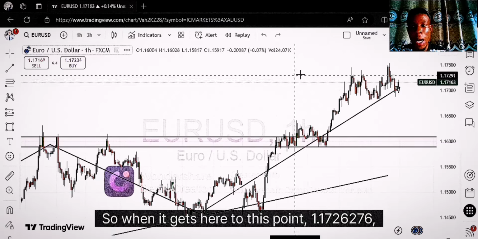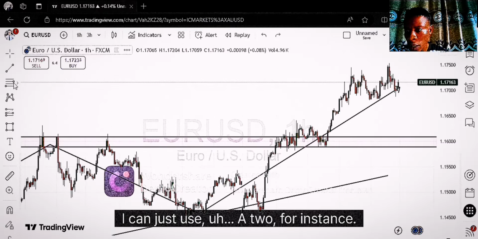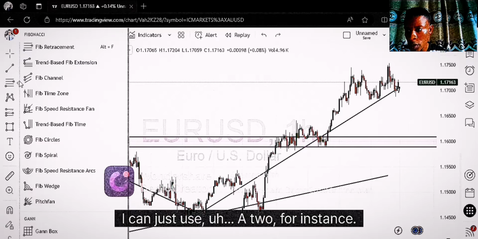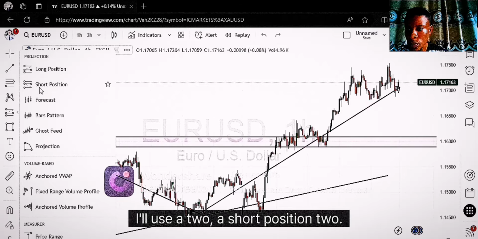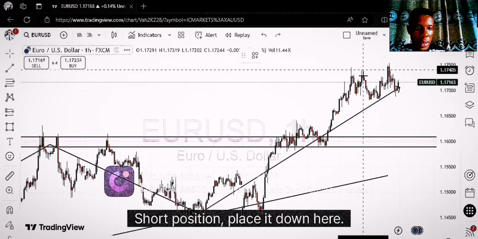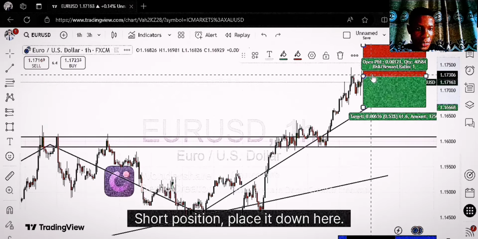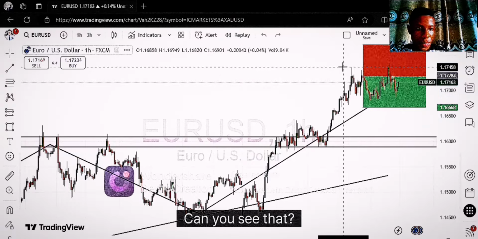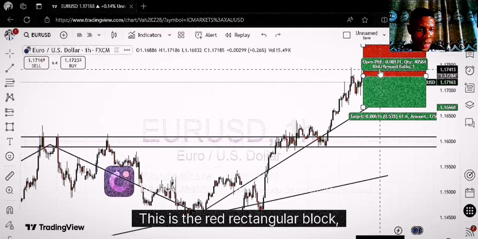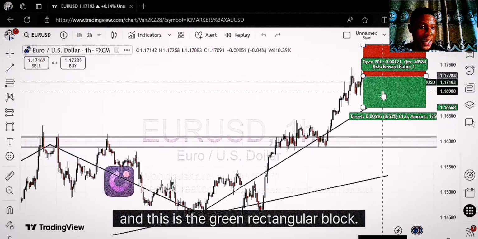1.1726276, I can just use a tool. For instance, I'll use a short position tool, place it down here. Can you see that? This is the red rectangular block and this is the green rectangular block.